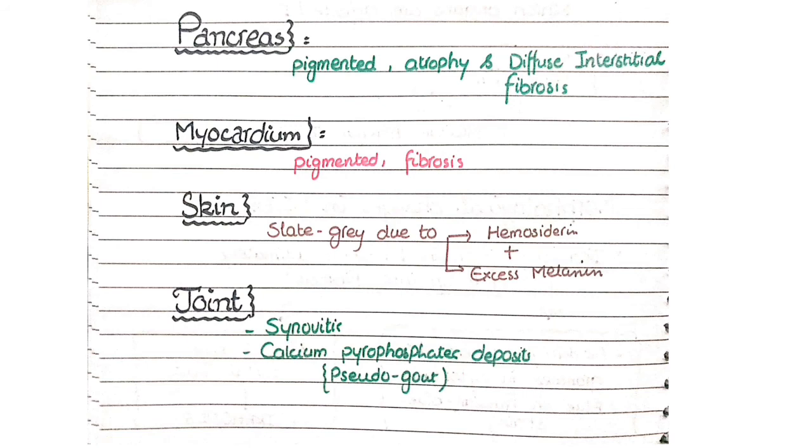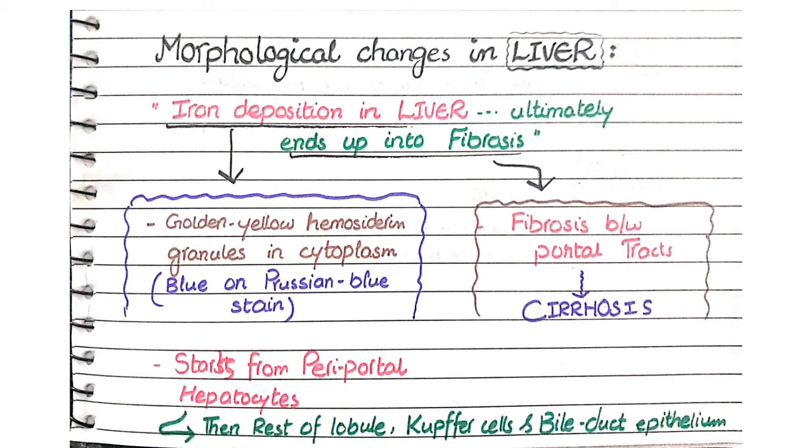The main thing to learn in hemochromatosis is the morphological changes in the liver. So let me revise. In hemochromatosis, iron deposition in the liver ultimately ends up in fibrosis. Iron deposition in the liver means that you will see golden yellow hemosiderin granules in the cytoplasm, and they can be stained blue on Prussian blue stain.